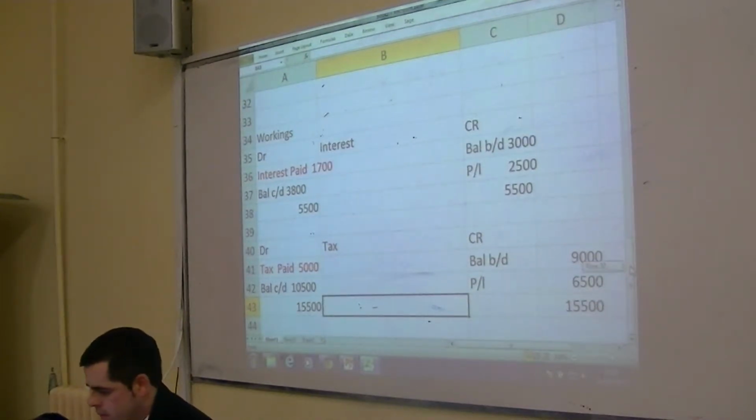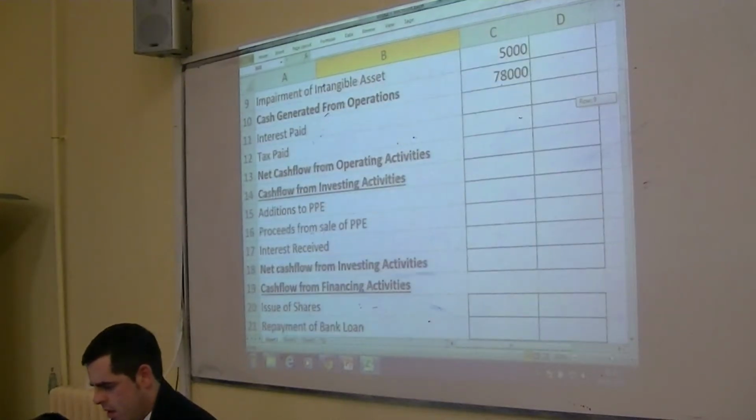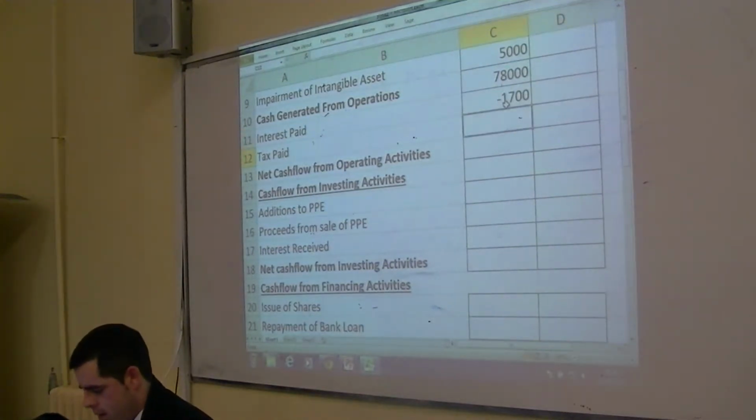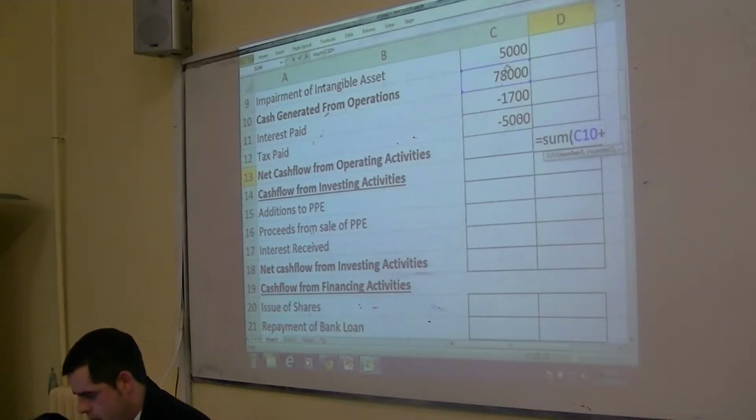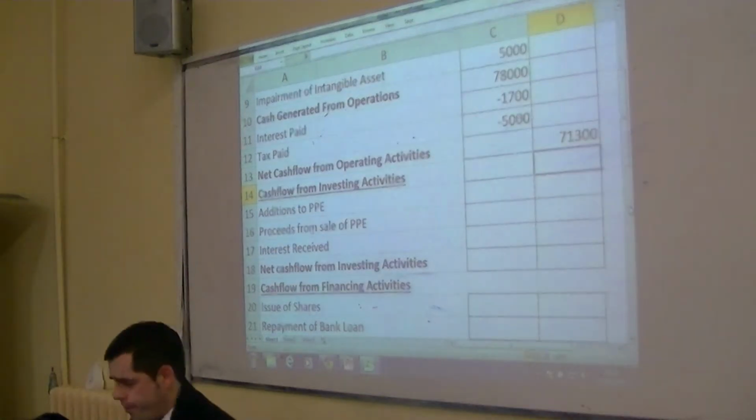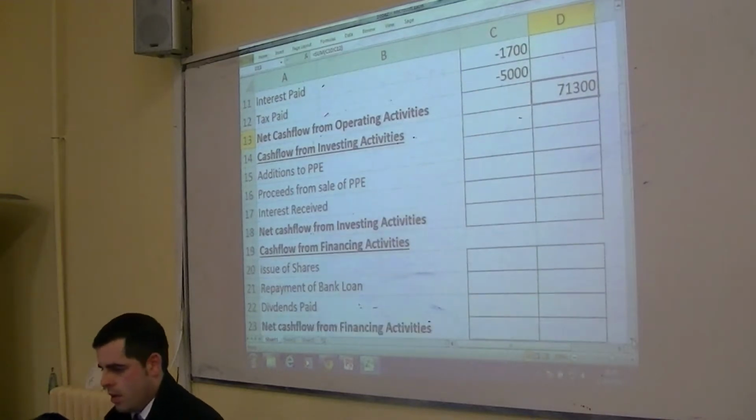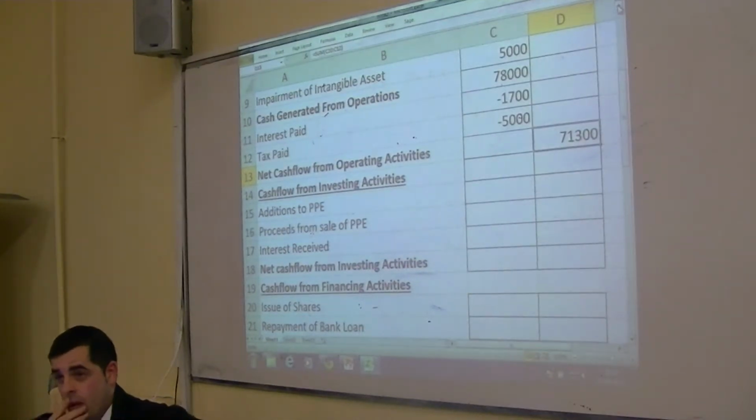So what we'll do now is slot those two figures up to our cash flow statement. Interest paid was 17 and tax paid was 5. So that's everything in our first section. Again, if we add that up, the layout is the key thing, isn't it? Once you have the layout, you just go one by one.